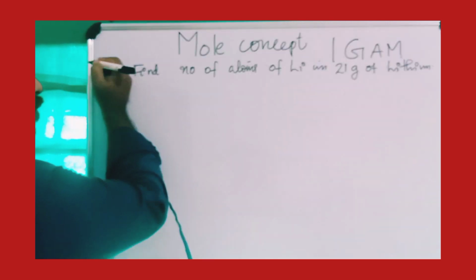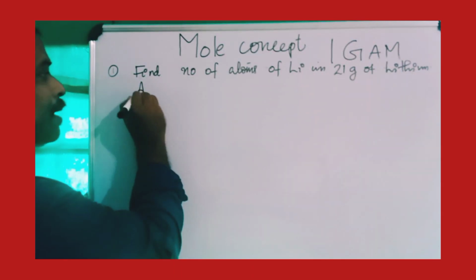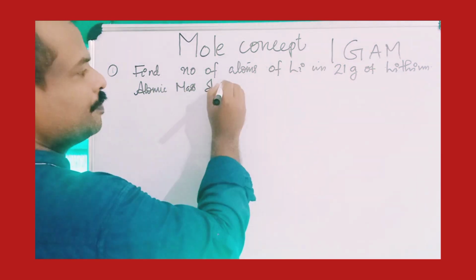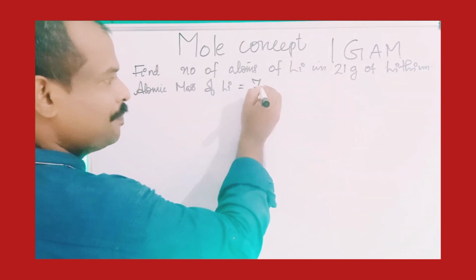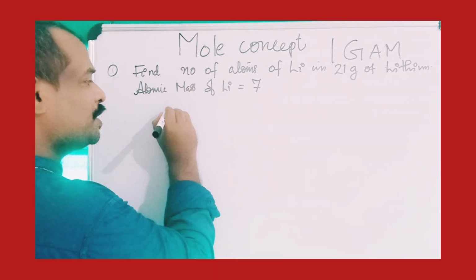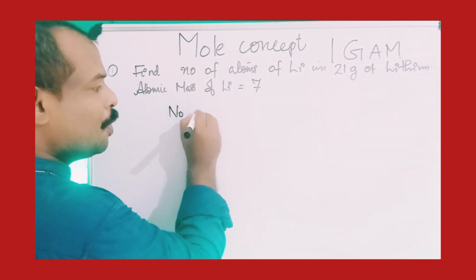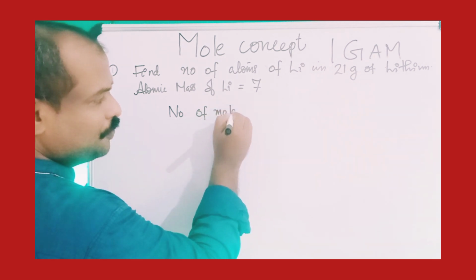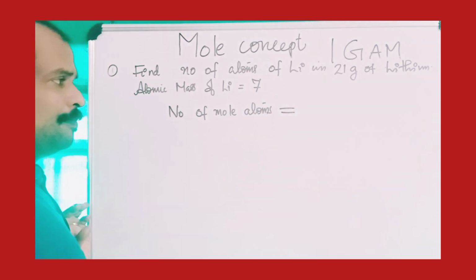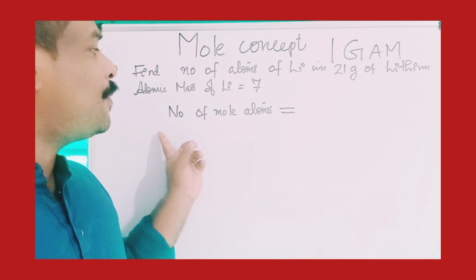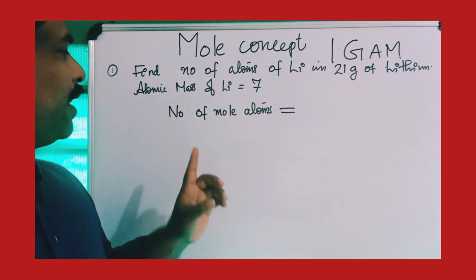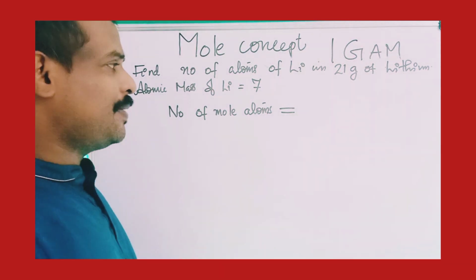We know the atomic mass of lithium is 7. Then we need an equation to find the number of mole atoms. This is a very important equation. To find the number of mole atoms, there is an equation.